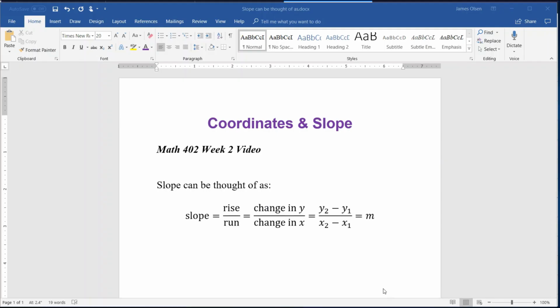Now I'd like to talk about slope a little bit. Slope can be thought of as rise over run, change in Y over change in X. Change in Y is the rise, that's the up-down difference. Change in X is the horizontal difference. Y2 minus Y1 over X2 minus X1, and we often use the letter M.